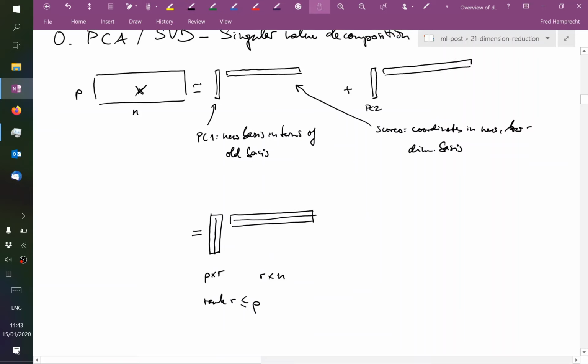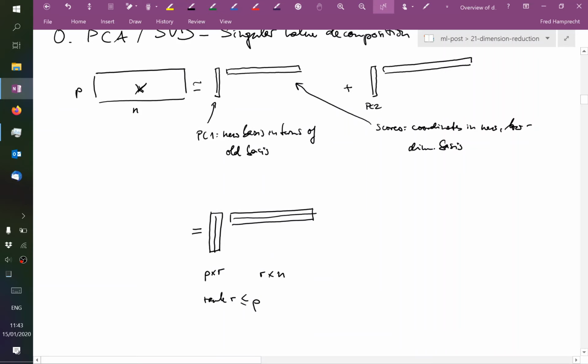Good, and we know, okay, I'm going to give these names here. I'm going to call this here U, and I'm going to call this Z. And we know that the principal components are all orthonormal. So that means that U transpose U is the identity matrix.